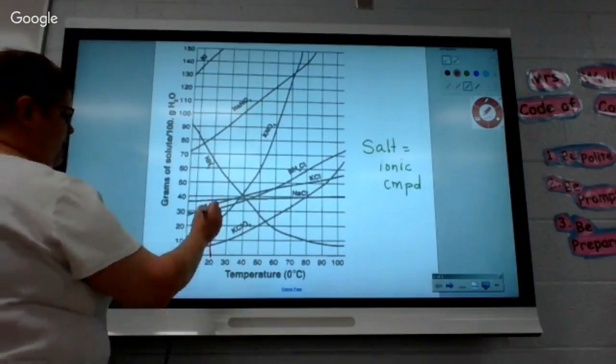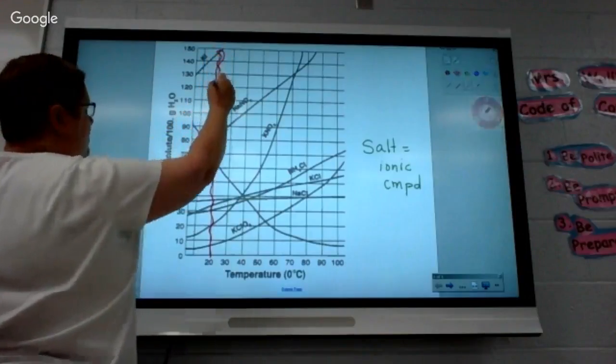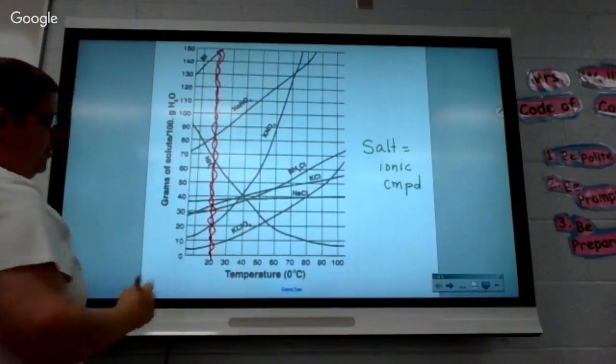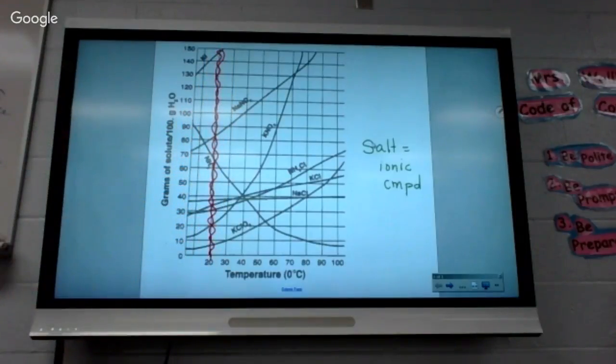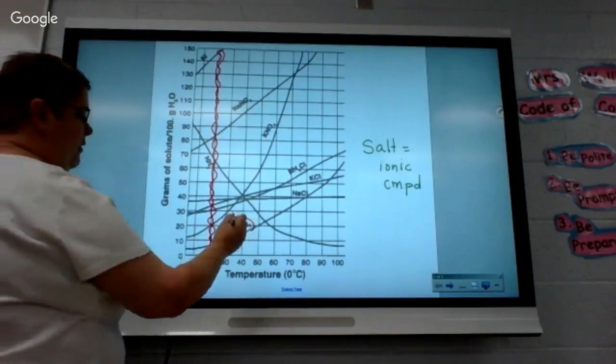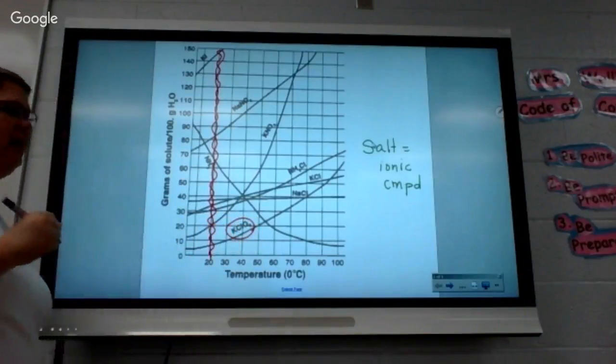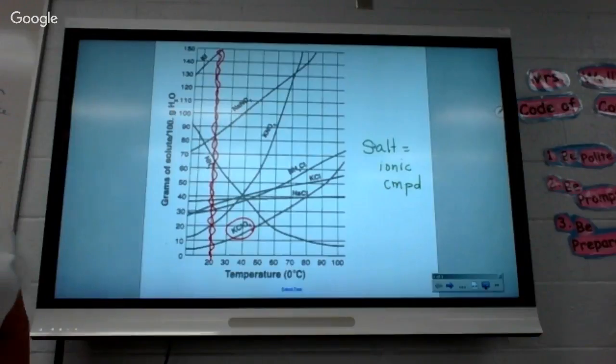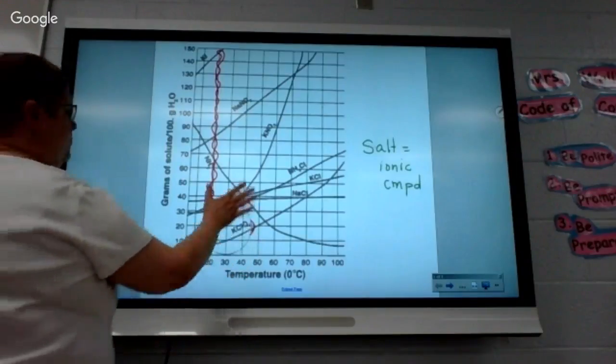So you're talking about this line right here at 20 degrees Celsius. At 20 degrees Celsius, who is at the absolute bottom? KClO3, and that's supposed to be a 3, not that this graph is very clear, but KClO3 is the compound that's at the bottom. Any questions about that? All right, number 2.